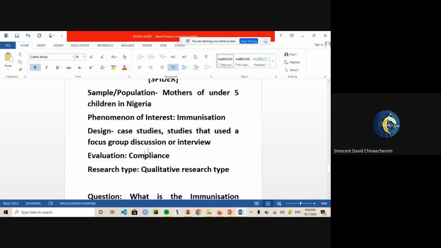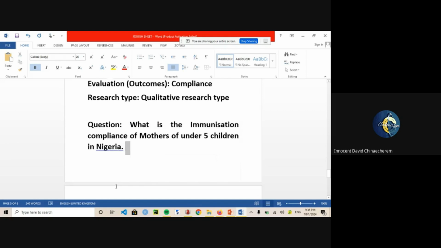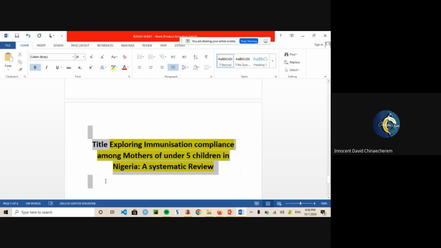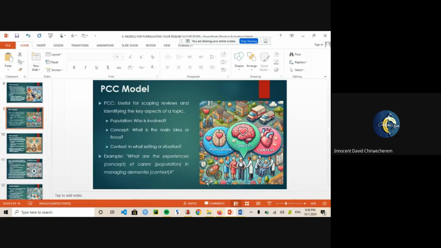And evaluation could also be known as what? The outcomes. What are the outcomes that you're intending to review? Then we're looking at compliance, and the research type is qualitative. It could also be mixed method, quantitative or whatever. And we were able to come up with our question, which is: what is the immunization compliance of mothers of under 5 children in Nigeria, as well as our what? Title, which is exploring immunization compliance among mothers of under 5 children in Nigeria.